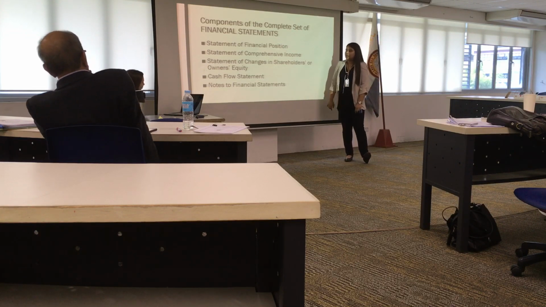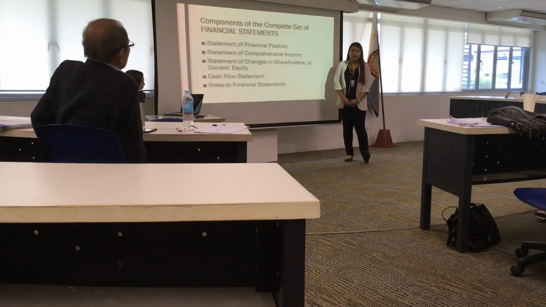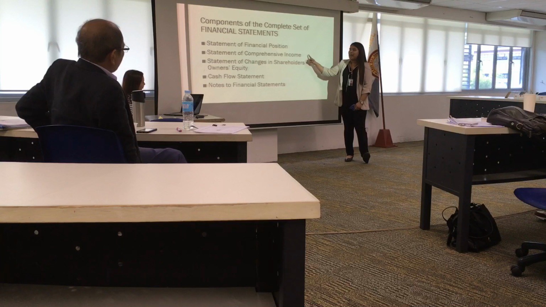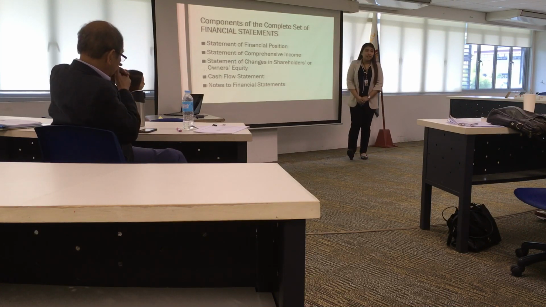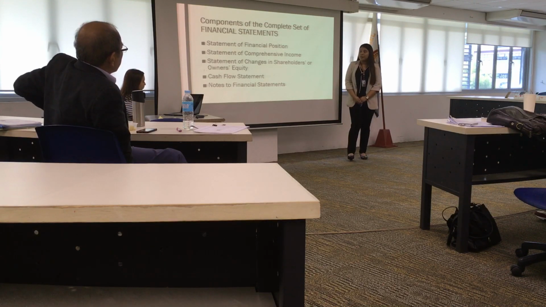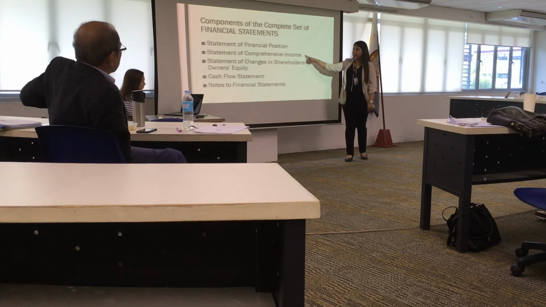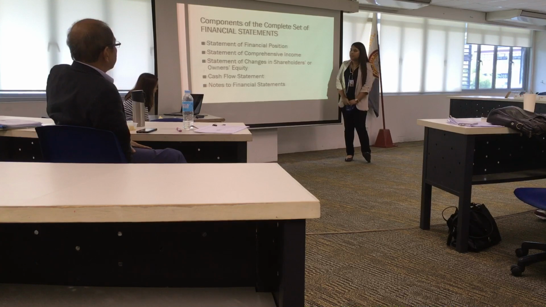Second would be the statement of comprehensive income. The old term for the statement of comprehensive income is the profit or loss. So more commonly, this is known as the income statement. The income statement presents the results of the operation of the business. So in here, we can see the revenue and also the costs and expenses incurred by the business for a particular period. Third, the statement of changes in shareholders or owners' equity.